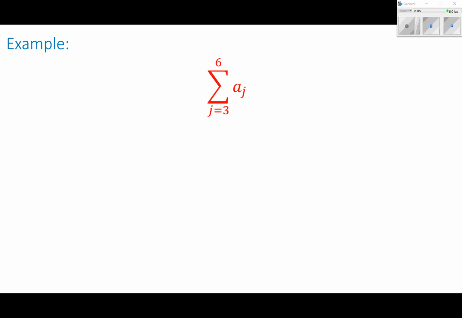All right, let's take a look at another example. So now I have my summation, j equals 3 all the way out to 6, and then a sub j is going to represent my function. If I wanted to write the terms, I know on this one, I'm only going to have terms from 3 to 6.